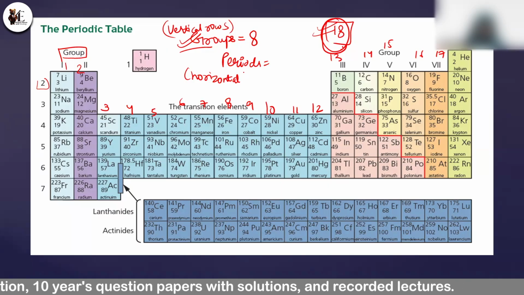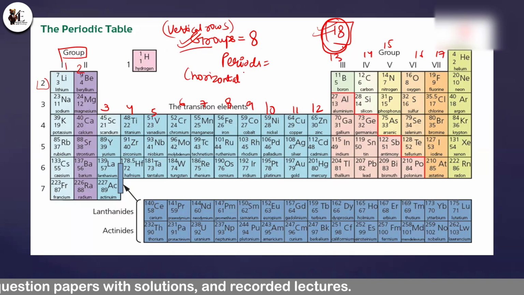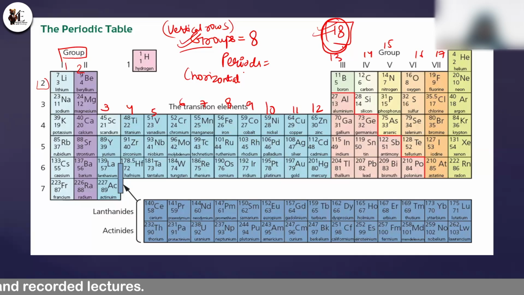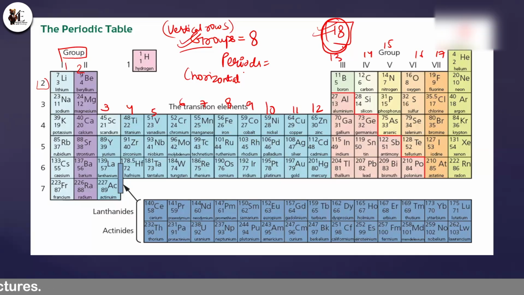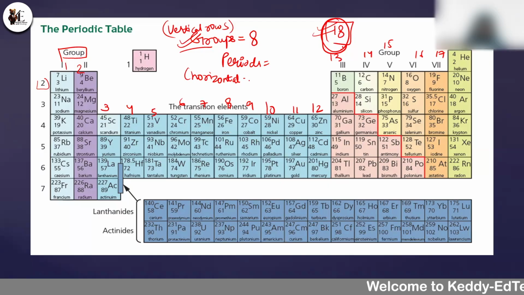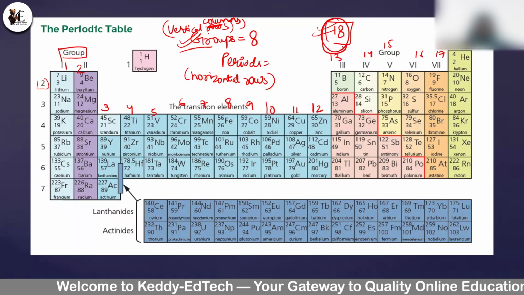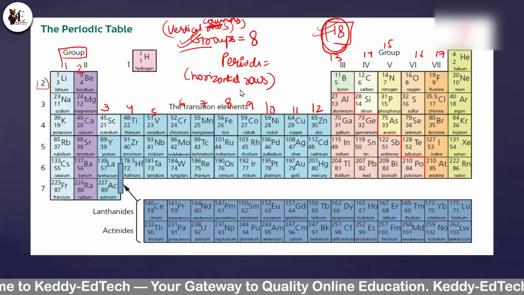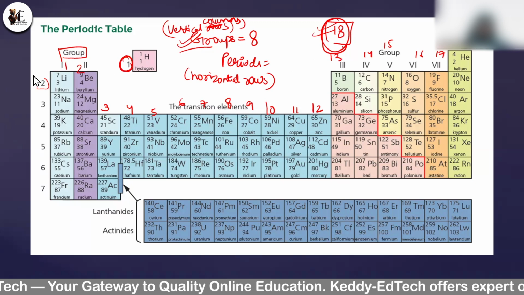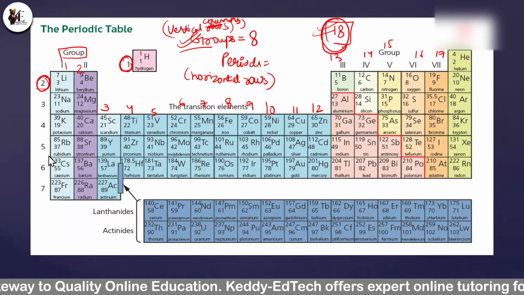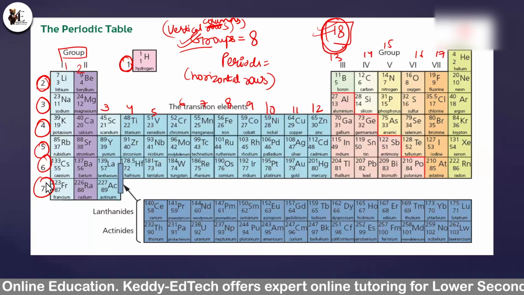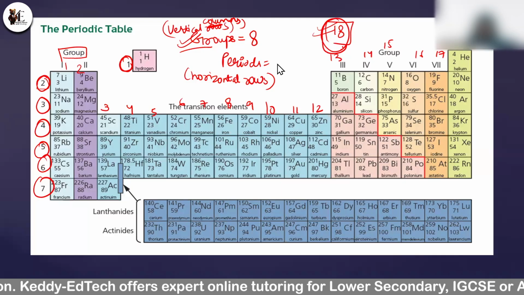Count and tell me how many periods there are. These are my horizontal rows and the groups are my vertical columns. Columns are standing and rows are sleeping. How many periods are there? The first period is this one of hydrogen. Second, third, fourth, fifth, sixth, and seven. 7 periods, right?